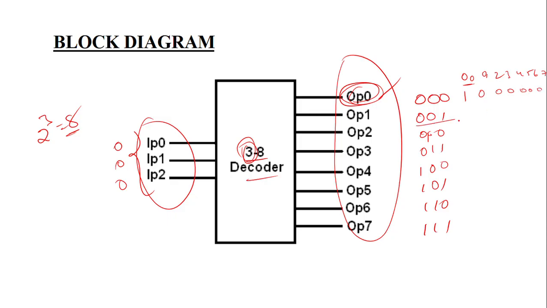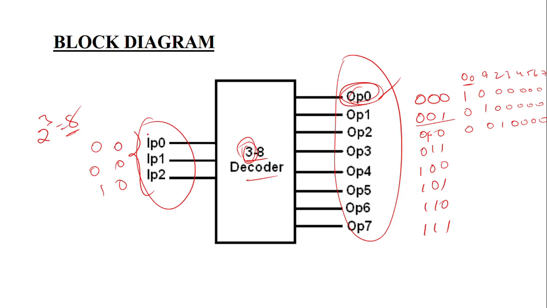If the combination is 1, meaning the first input is 0, the second input is 0 and the third input is 1, then O1 is going to be selected and the remaining are going to be 0. Like that, for different combinations of input, one of the outputs is selected and the remaining are 0. This is the main concept we are going to design in this video.